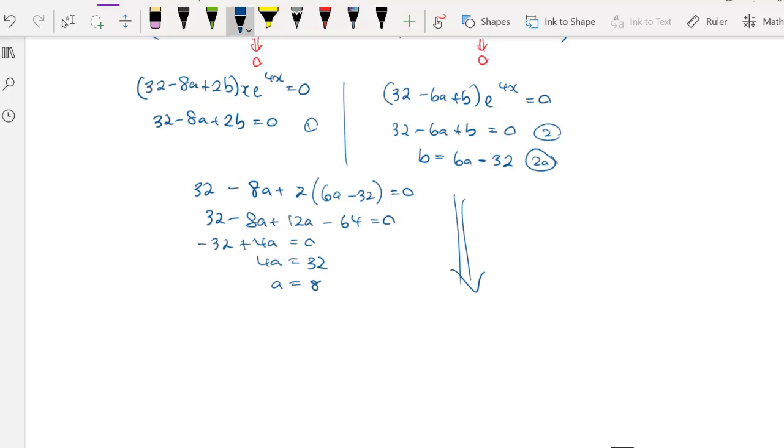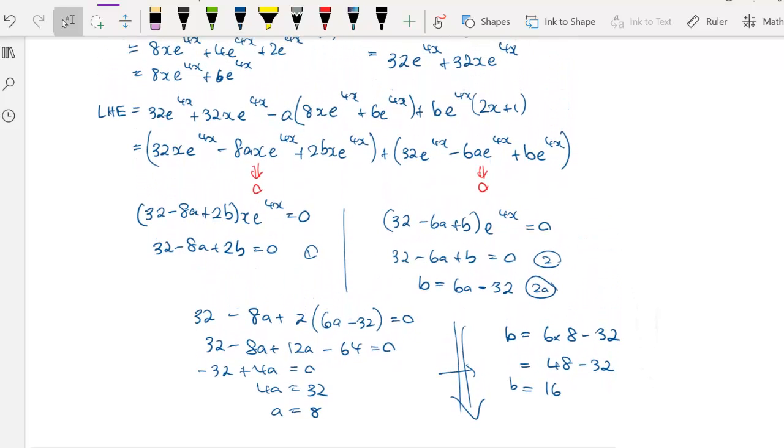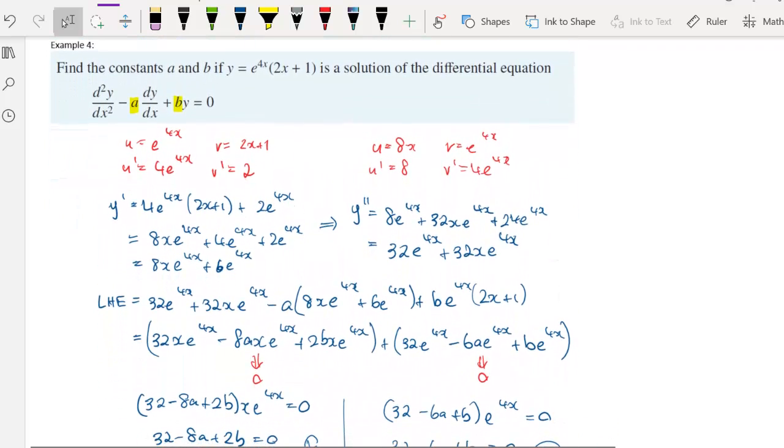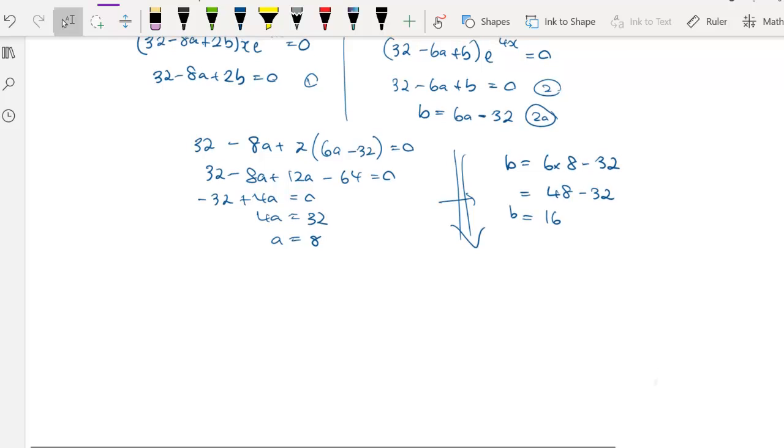Once we know a, we'll be able to calculate b, so b is equal to 6 multiplied by 8 take 32. So 6 times 8 is 48. 48 take 32 will leave us with 16, so b is therefore equal to 16. Okay, so we end up with our coefficients a and b. So we take the same approach, but at the end, we've got a simultaneous process to find these unknown coefficients or parameters.